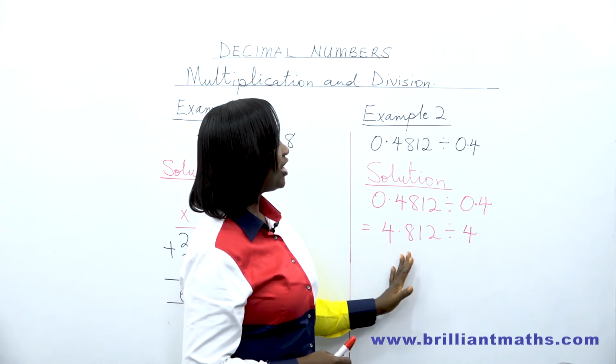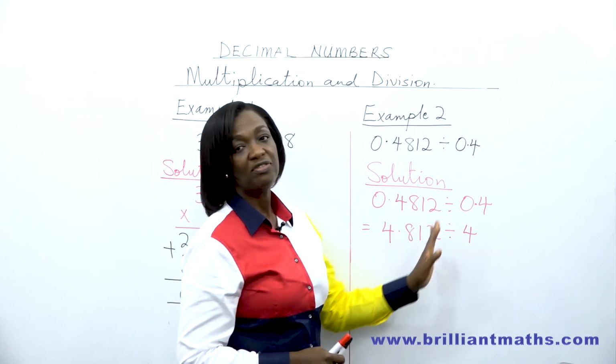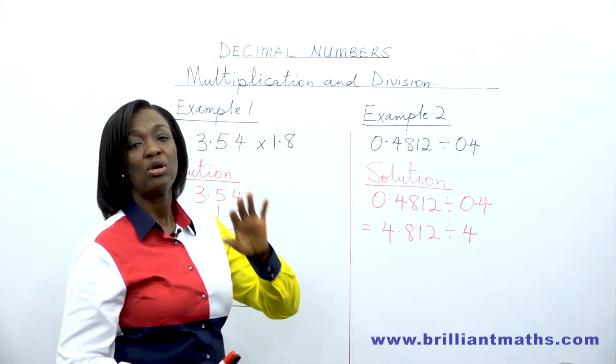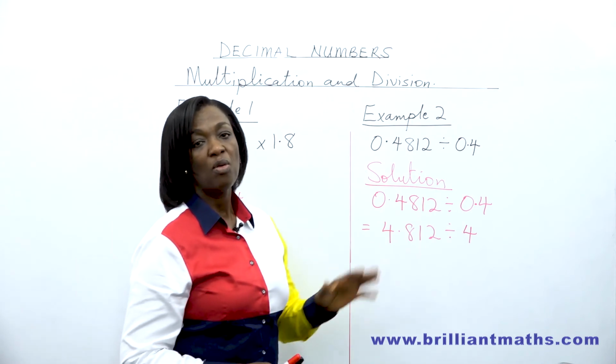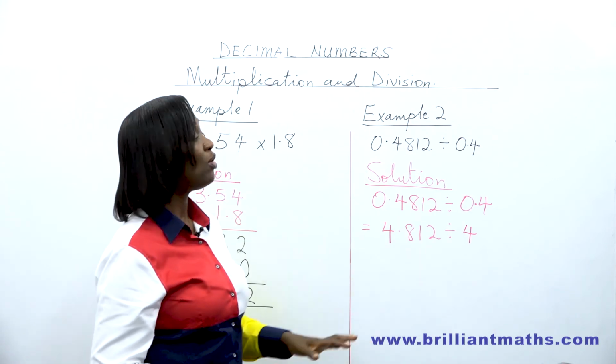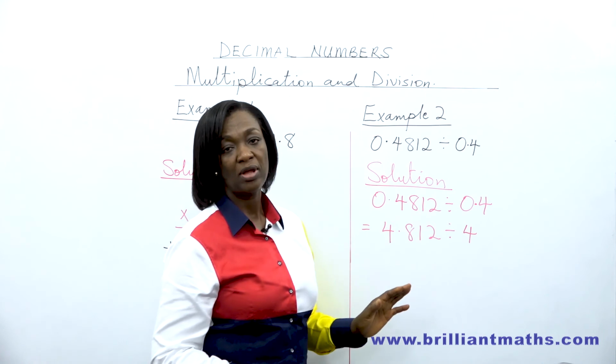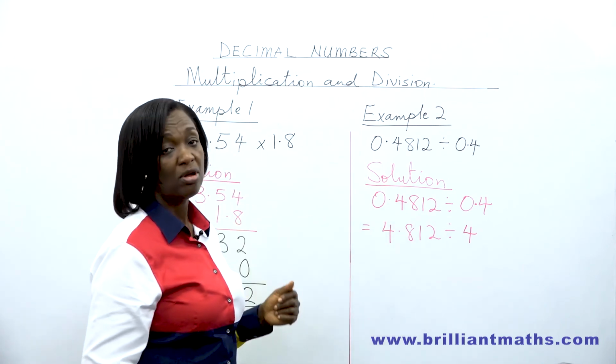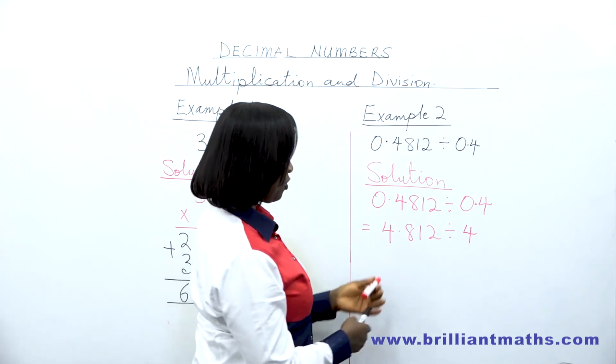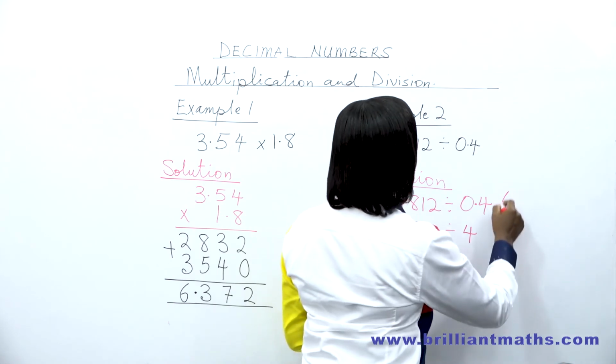Before you can divide, change your divisor into a whole number. Multiply by a power of 10. That would make your divisor a whole number. So you multiply both numbers. So here we have to multiply both numbers by 10.